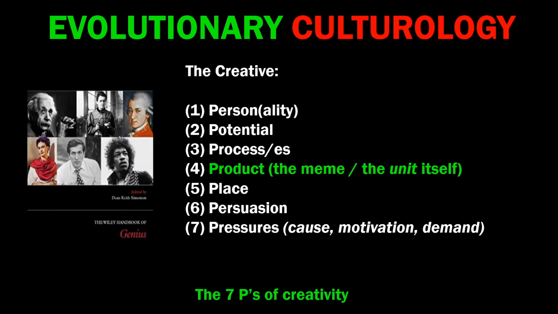We can also examine the creative product, the unit itself, whether it's a book or a song or a movie or a word, what have you. But there are these other 6 elements we can examine as well to see how that creative artifact emerged in culture. On the left there is the Wiley Handbook of Genius, edited by D.K. Simonton. So we can examine works of genius and see this quite clearly, where these 7 factors come into play to result in a creative unit of culture.